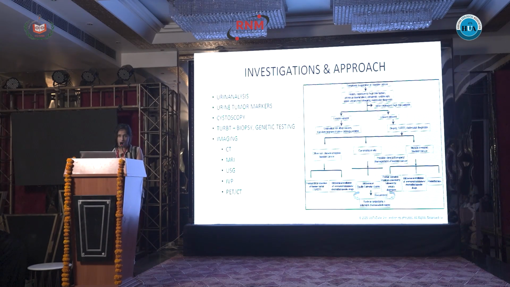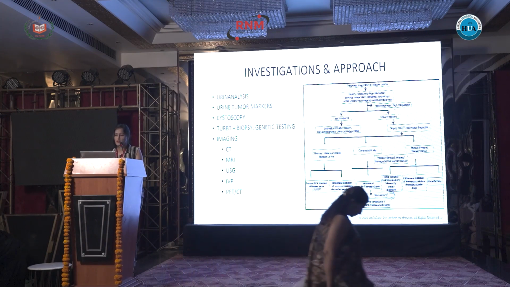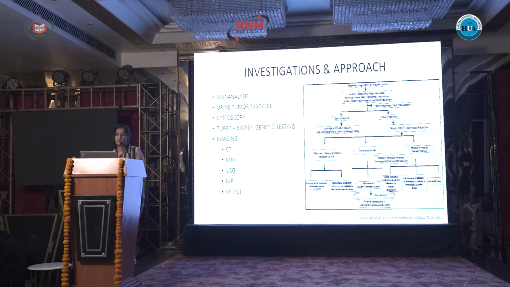A patient generally presents with hematuria, and the investigations include urine analysis, tumor markers, and cystoscopy. Once cystoscopy detects lesions, TURBT is done. If no lesions are found in cystoscopy, you have to follow up with random biopsy and urine cytology. When lesions are present, the primary staging is done from TURBT itself. On TURBT, we have to classify as non-muscle invasive, carcinoma in situ, and muscle invasive.